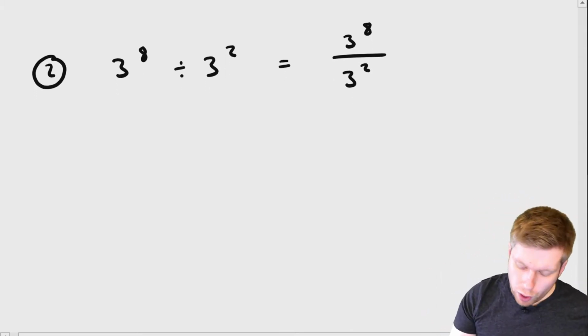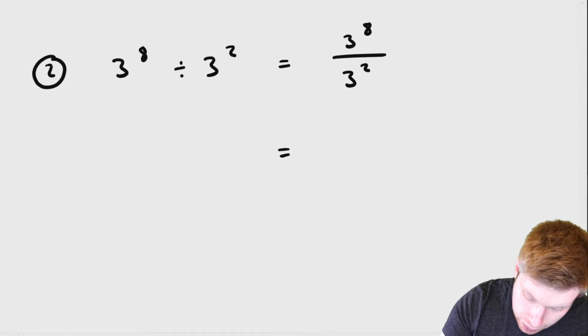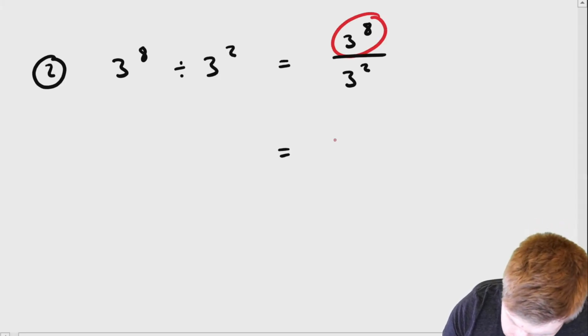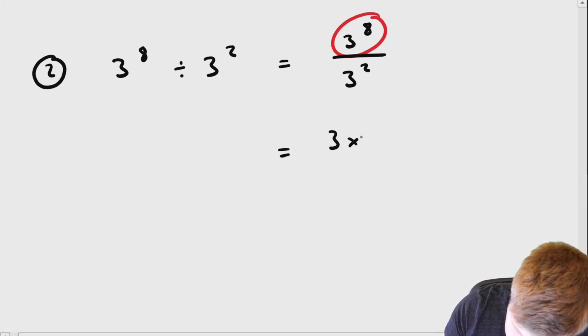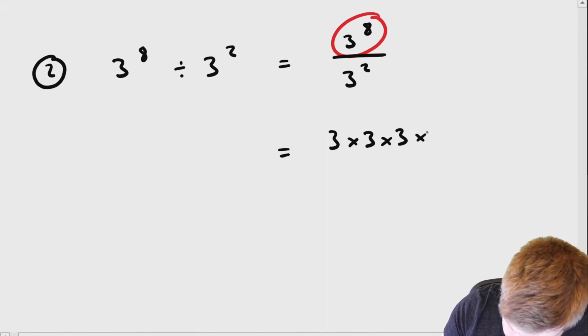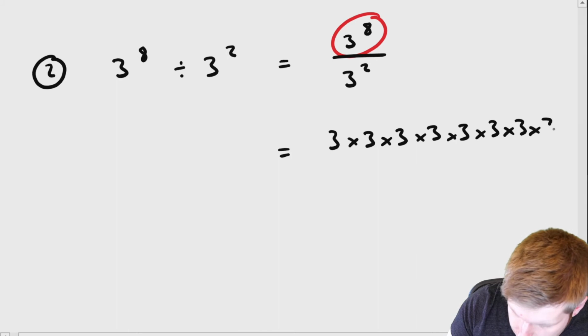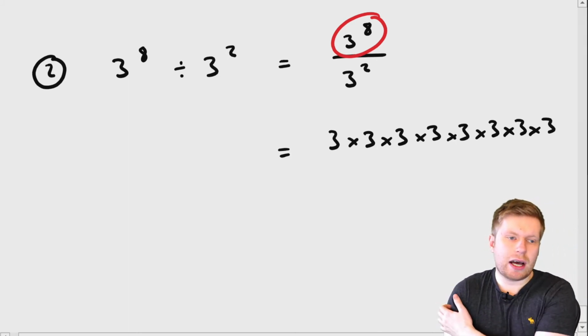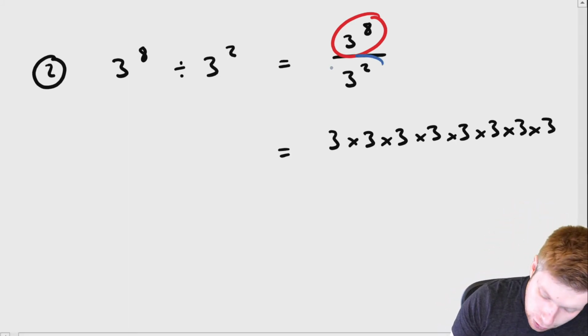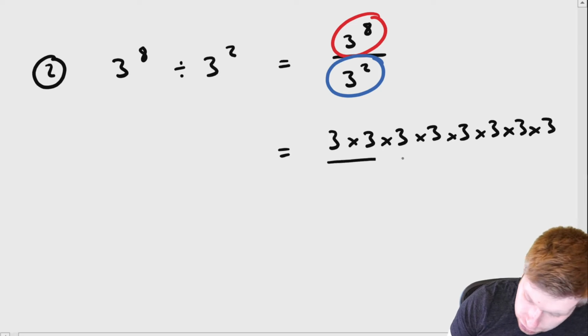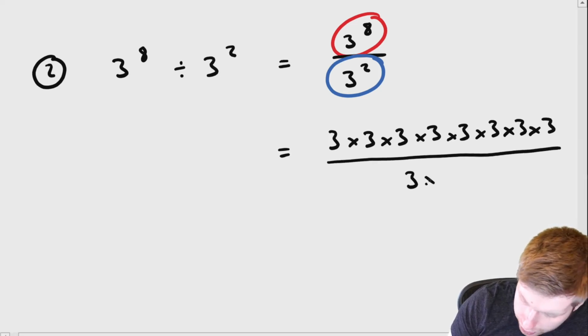Okay, well let's actually just write out what 3 to the power of 8 looks like. So 3 to the power of 8 should just be 3 times 3 times 3 times 3 times 3 times 3 times 3 times 3. In other words, 3 multiplied by itself 8 times. And on the denominator, I should have just 3 multiplied by itself 2 times.